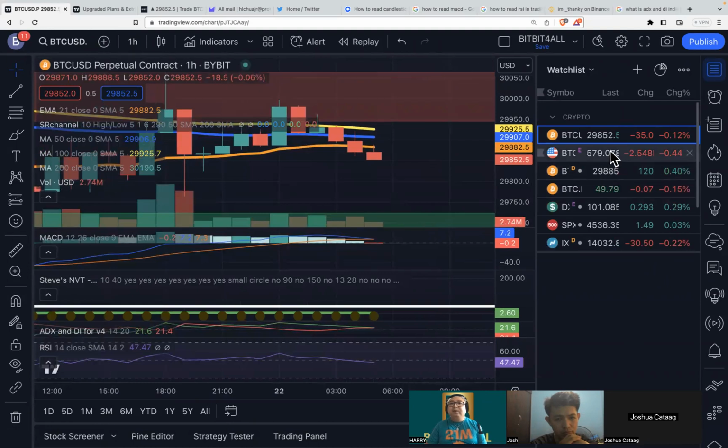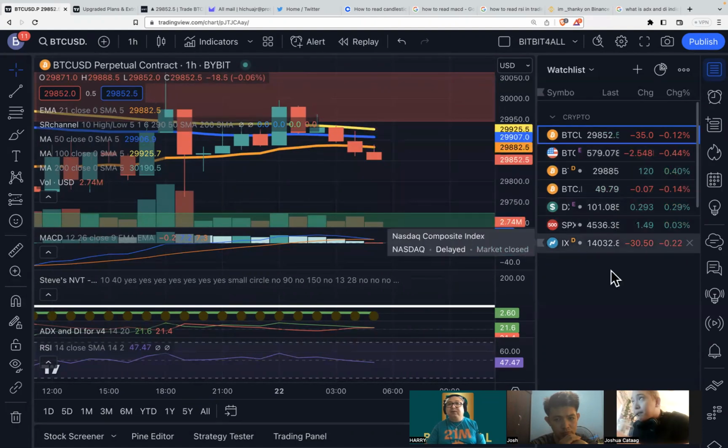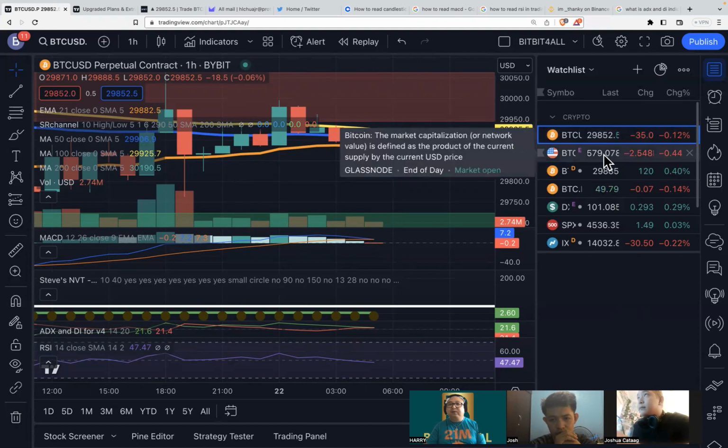And then meron din akong Bitcoin only market capitalization. So $579 billion. So the total market cap is, nasaan yung total market cap ko? Nawala na naman. 1.1. Ba't nawala yun? Did I delete it? So 1.1 trillion. Tapos ang Bitcoin is 579.